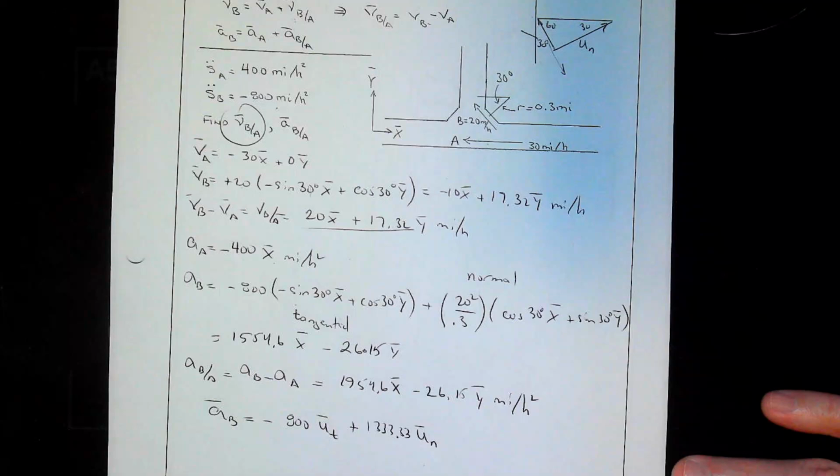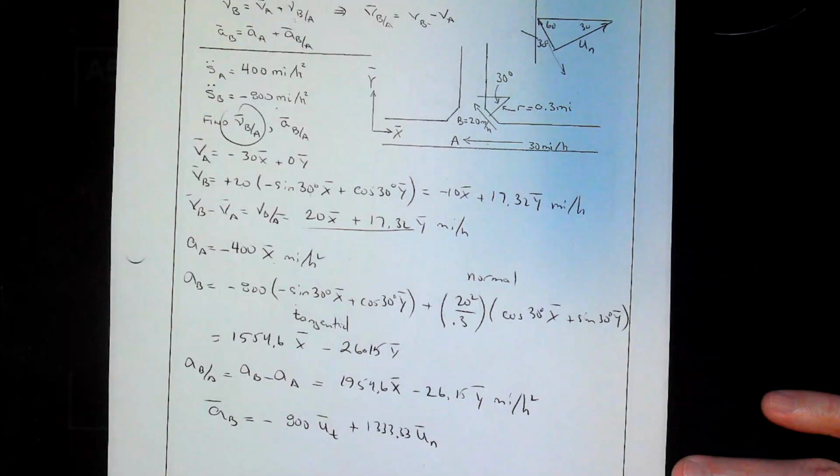Now, why did I go through all of this? Note that AA was given in terms of x and y, so it's most logical to look at this in x and y. This could be referred to in tangential and normal, but that makes no sense relative to what A is doing. So when we do relative velocity and acceleration, we need to put everything in terms of the more global fixed coordinates, x and y.